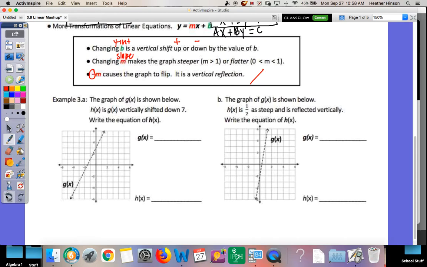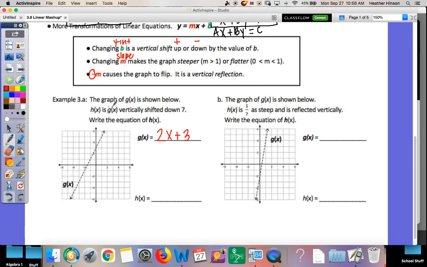So let's look at these. This time we're giving you the graph instead of the equation. So the graph of g of x is here. So we need the equation for that. So we can start with our y-intercept. And then I'm going to pick another point. So this one's pretty good. And we do our rise over run. So I'm rising 2. I'm running 1. 2 over 1, that is 2. So that's my slope. And I got x plus my y-intercept, which is 3. So 2x plus 3.